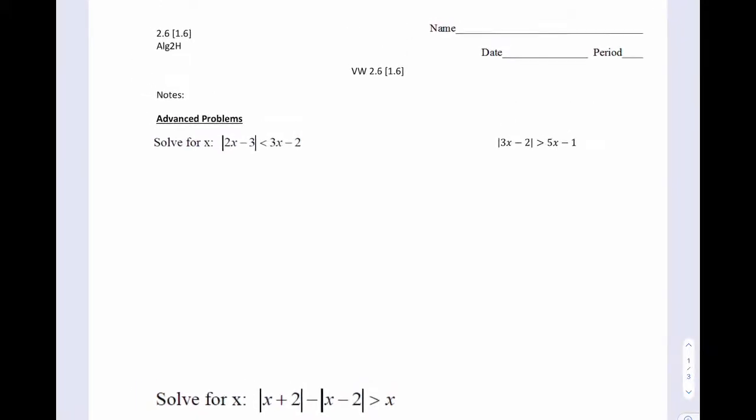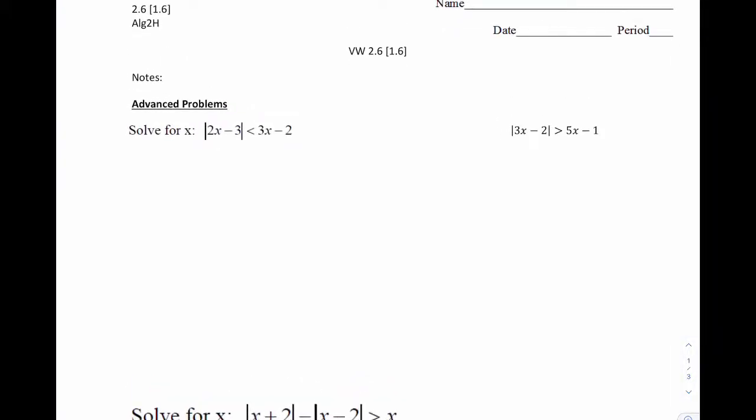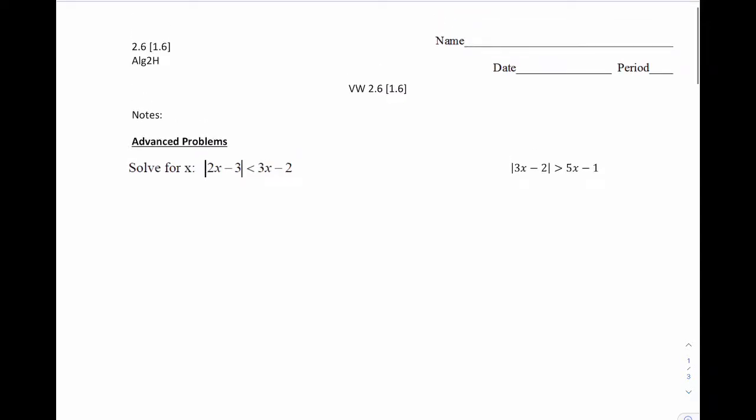Welcome to VW 2.6. Today we'll be doing some advanced problems that deal with absolute values and inequalities. So before we get into it, there are a couple of notes we got to write down. Now we're going to make it a little more abstract.